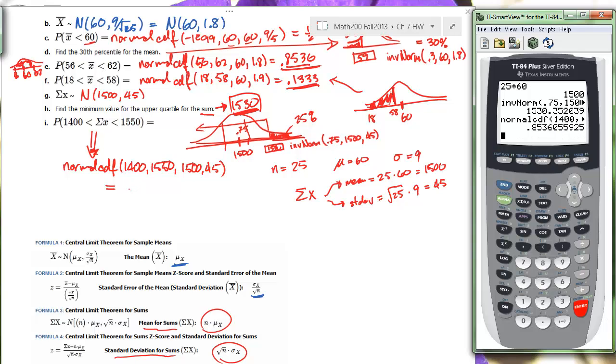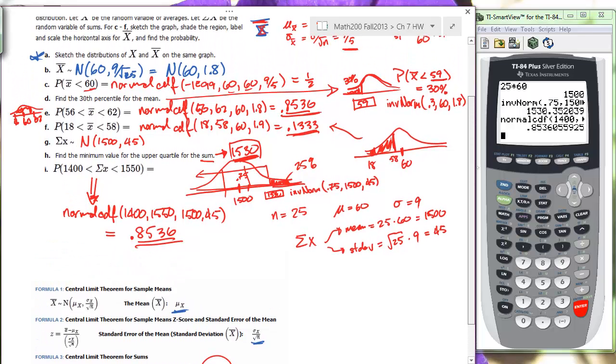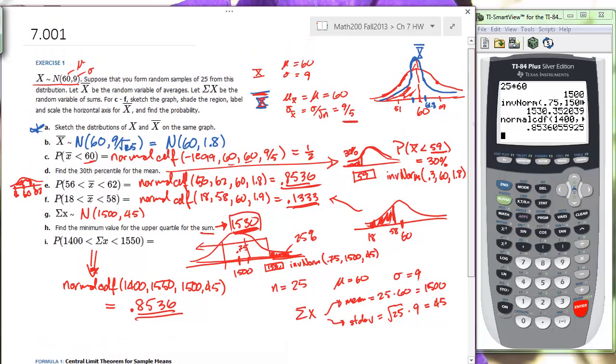And so that's going to be about 85%. So that's 0.8536. Okay, it looks like it's a coincidence that it's 0.8536, but if you look at the number of standard deviations away from the mean for both of these, for E and for I, it'll be the same thing. Okay, so this completes problem number 1.